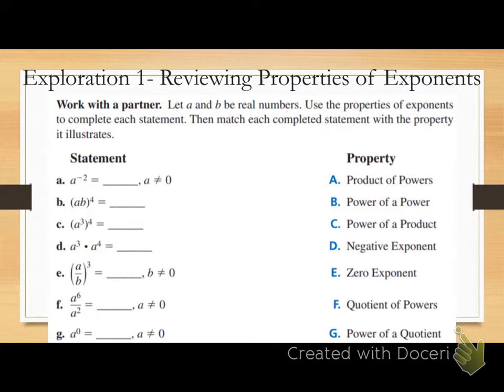So letter A, I have A to the negative 2 power, and it wants me to complete that statement. Does anyone remember how to handle negative exponents? You don't necessarily flip it. A lot of people get that confused. You just change its position in the fraction. If it's over 1, it looks like you're flipping it, but you're really not.